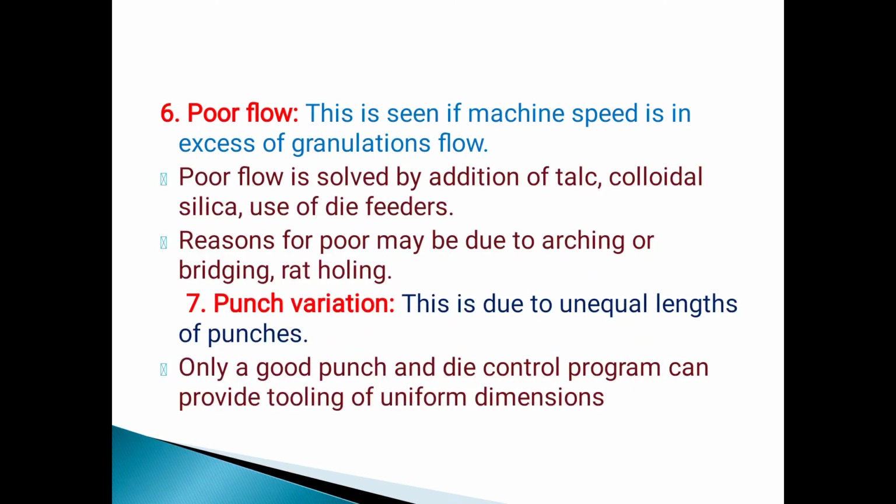Next one is poor flow. This is seen if machine speed is in excess of granulation flow. Poor flow is solved by addition of talc, colloidal silica, and use of dye feeders. Reasons for poor flow may be arching or bridging, and rat holing.